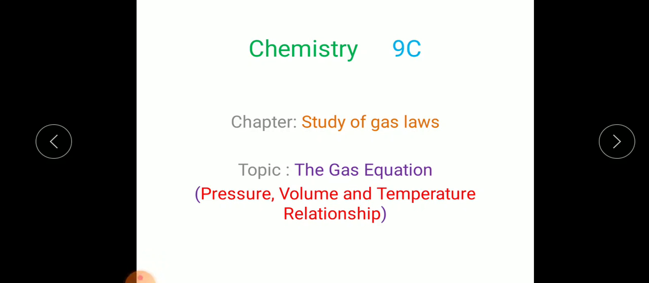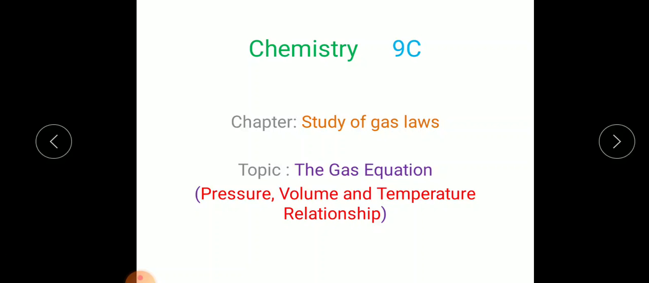In our last class, we completed the numerical based on Charles' law. Now we are left with one type of numerical, that is the gas equation, which is a relationship between pressure, volume, and temperature. That means if the pressure and temperature are not fixed, how the gases behave will be studied under the gas equation.